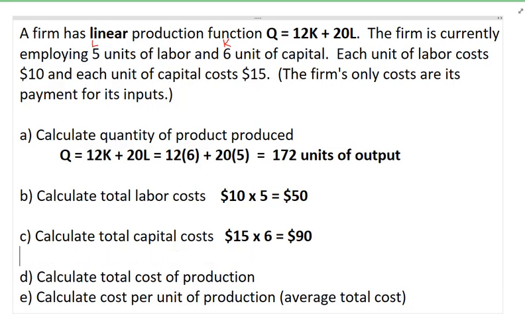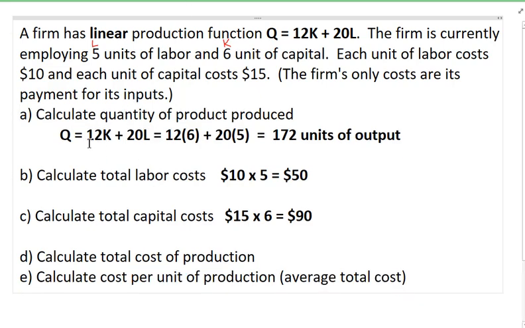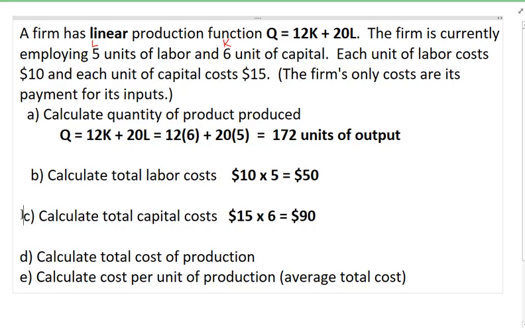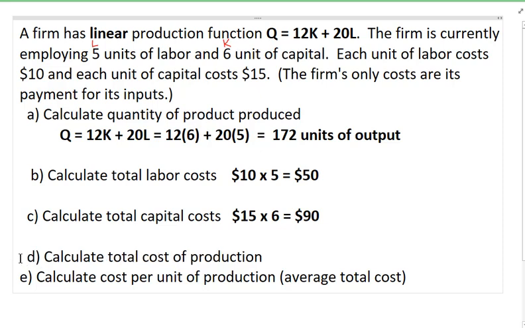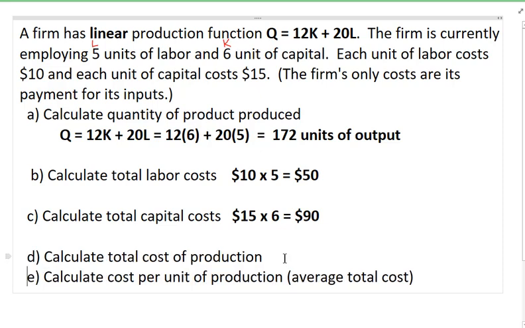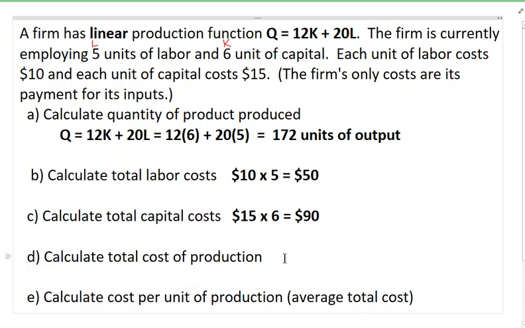Total cost of production. I'm running out of space. I will get rid of that so we can fit it. Total cost of production. Well, it says here the firm's only costs are its payments for its inputs. That would be the labor cost plus the capital cost. So we need to add those up. 50 plus 90 equals $140. And we got part E here.